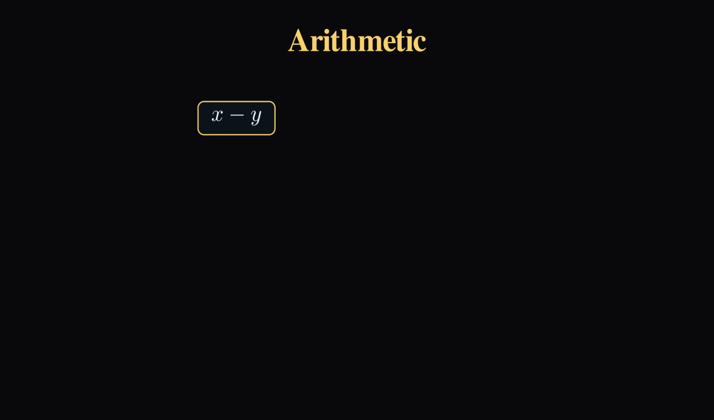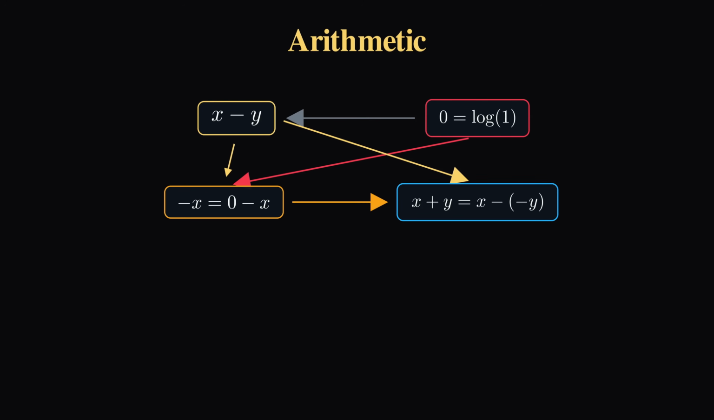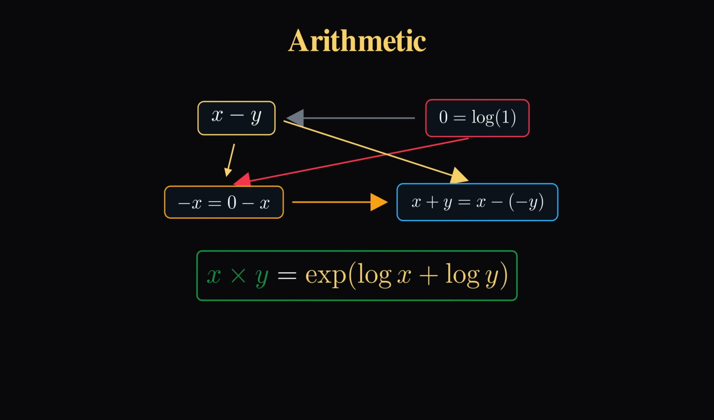Once subtraction exists, the rest of basic arithmetic is trivial to make. Zero naturally comes from the log of 1. Negative numbers can be obtained by subtracting from 0, and addition can also be represented through double negation, that is to say, subtracting a negative number. Multiplication, as I mentioned earlier, is also possible through the use of logarithms.